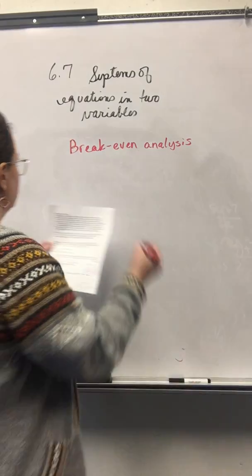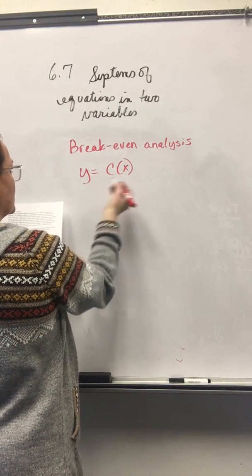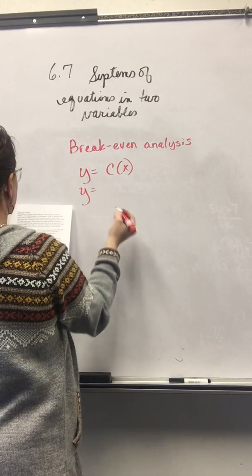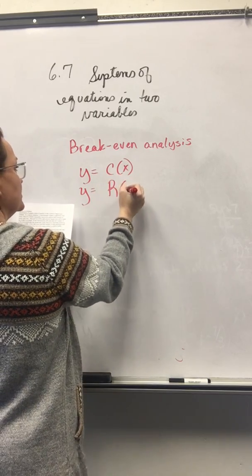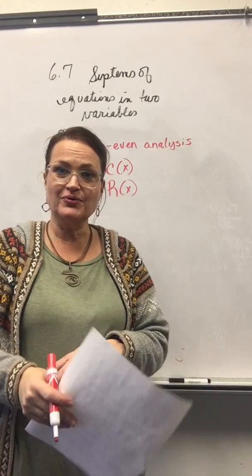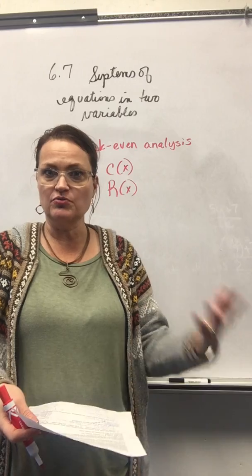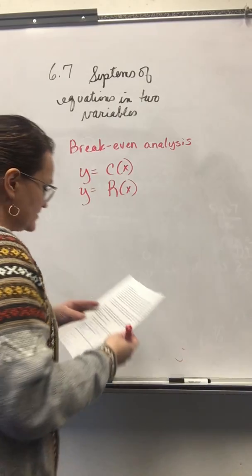So if you represent your equations as y equals your cost function, what it costs to do whatever you're selling, and y equals your revenue equation, then the break-even point is when they equal each other, or when you graph them, where they cross. So it's just the same thing we were doing. That would be your break-even point where the graphs cross each other.